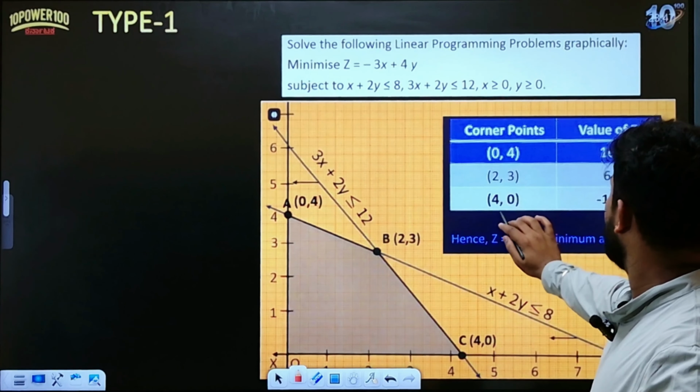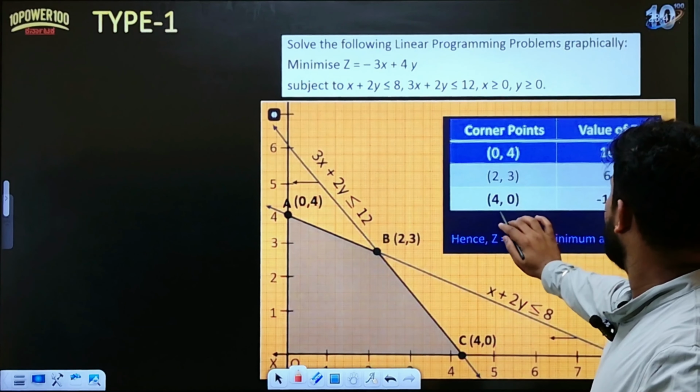So here we get minus 12. We get one more point, which gives 0, but we will not consider it because minus 12 is there. So minus 12 is the least value. So you're right, minus 12 is the minimum value at (4, 0). So the conclusion, if you write this much, this is more than enough, children.